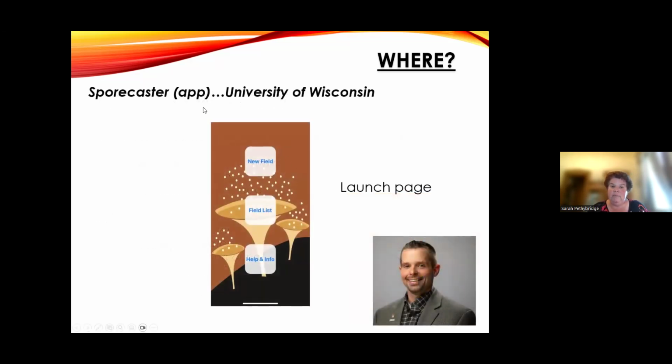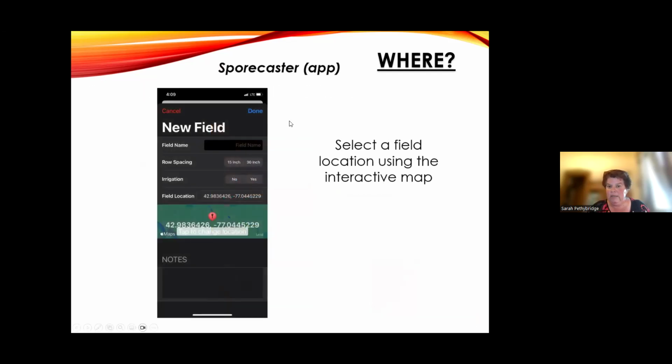So as I mentioned, this app was developed by Damon Smith, who's a plant pathologist, field crop pathologist at the University of Wisconsin. This is what the launch page looks like. It's got 3 different options, a new field, field list, and more information. But I'm just going to walk you through the various steps when we go to new field. So when we click on new field, you can enter a field name, for example. You can specify the row spacing, the irrigation, and you can find your particular field on a Google map, and select that location. So you don't have to know the GPS coordinates on your own.